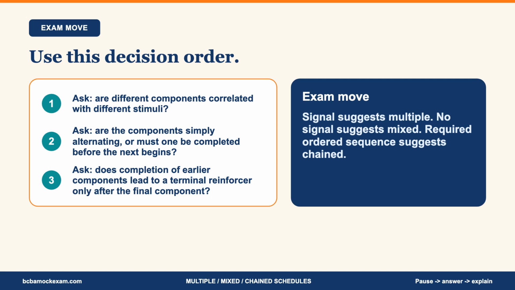Use this decision order on every item. First, ask whether different components are correlated with different stimuli. If yes, multiple schedule becomes possible. If no, mixed schedule becomes possible. Second, ask whether the components simply alternate or whether one must be completed before the next begins. Third, ask whether completion of earlier components produces the next stimulus, with terminal reinforcement only after the final component. That required ordered sequence points to a chain schedule.